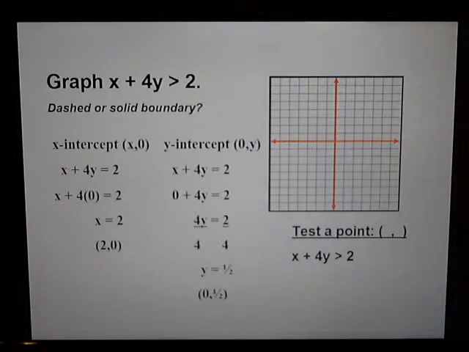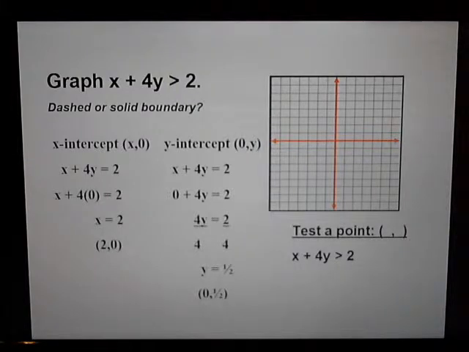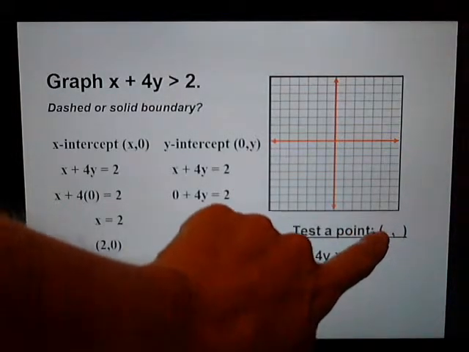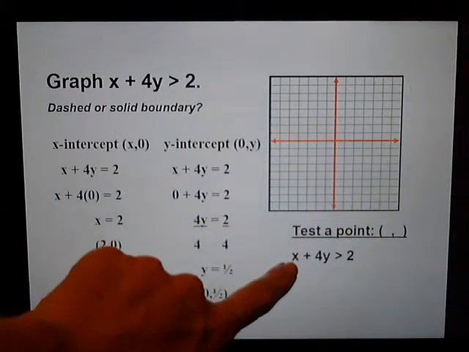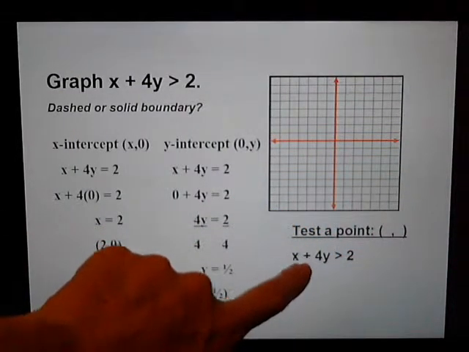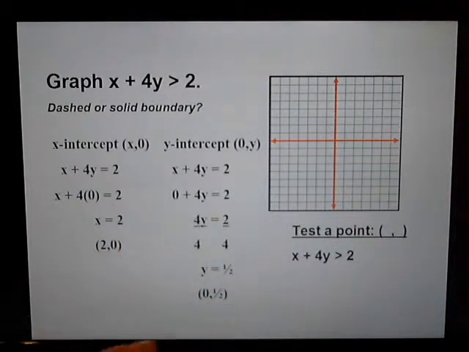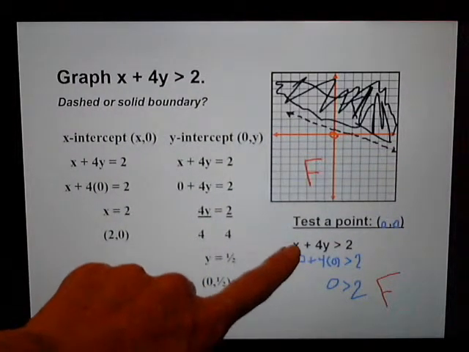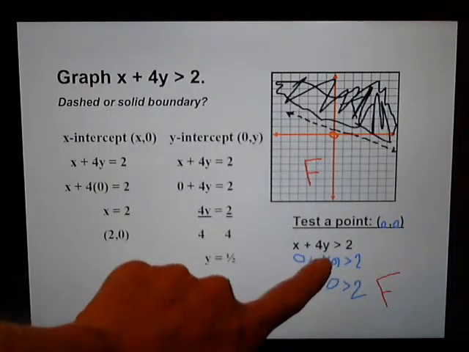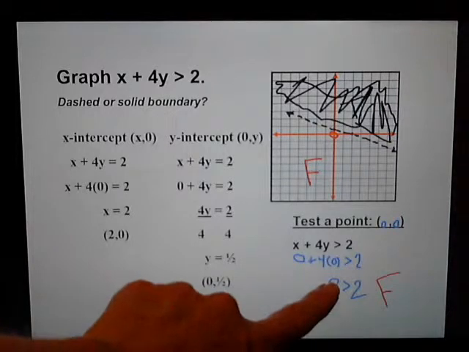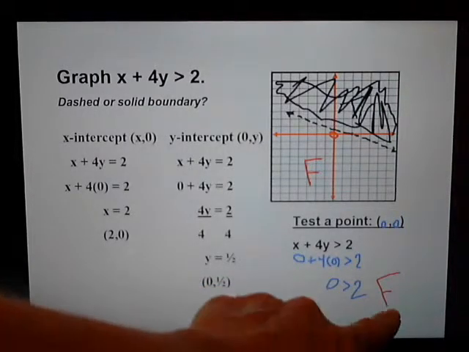Now to test a point, we need to know which part we have to shade. I like to use 0, 0. So 0 will be the x value, and 0 will be y, and I will perform the math. So that will be 0 plus 4 times 0, which gives this whole side to be 0. And so I check and I go, is 0 greater than 2? No, it's not. That's false.